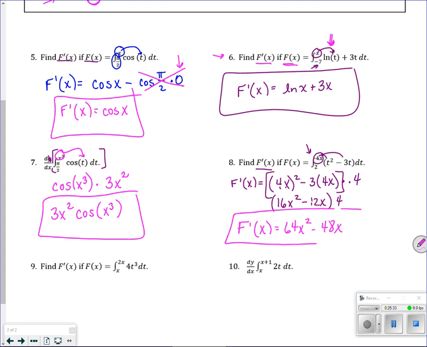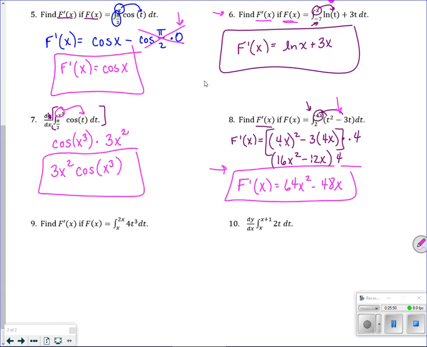Could I do it where I actually do the integration? I actually plug in and do the first fundamental theorem and then take the derivative? Yes, I could because I know how to integrate that. But I'm telling you, this is a heck of a lot faster. And like I said, they're going to give you functions on there that you can't integrate, and so they're forcing you to do it this way. Now let's look at number 9.